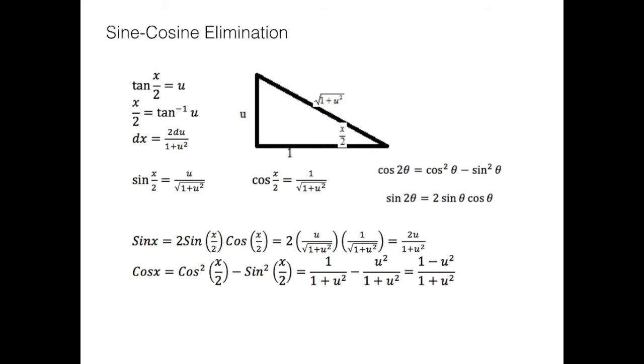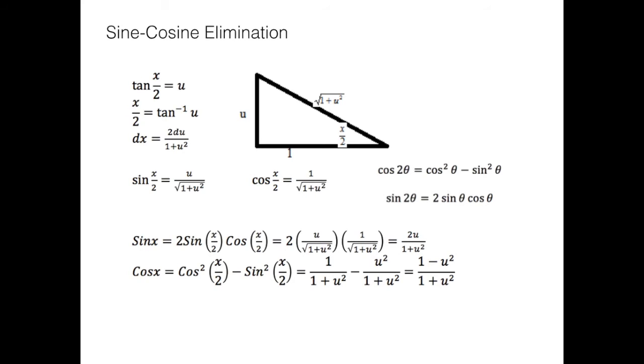So therefore, we see that sine of x is equal to sine of 2 times x over 2, and thus it's equal to 2 times sine of x over 2 times cosine of x over 2, or 2 times, using our previous identities, u over root 1 plus u squared times 1 over root 1 plus u squared. And then multiplying that all together, sine of x equals 2u over 1 plus u squared. We can do a similar thing for cosine x.